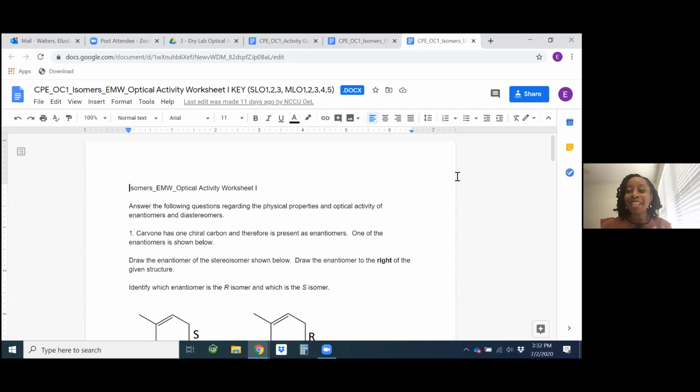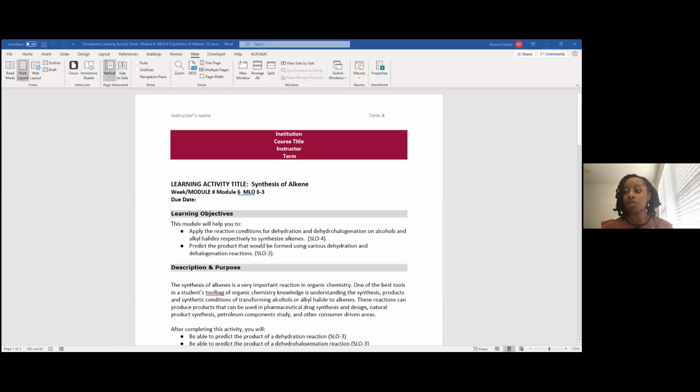Up next, we have Dr. Marion Franks from North Carolina Agricultural and Technical State University, who will share a learning asset from Module 6: Alkenes, Structure, Nomenclature, and Reactivity, Thermodynamics, and Kinetics.